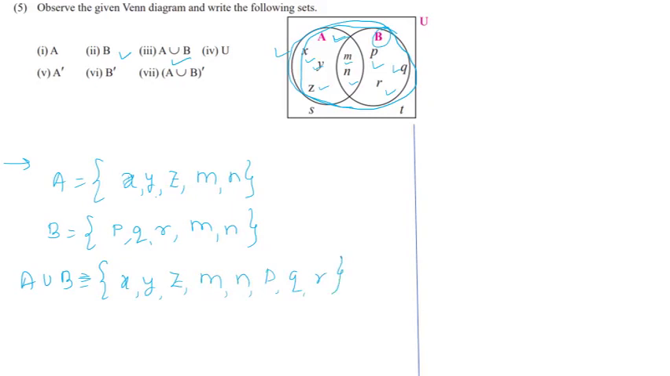Okay. Next U. U is the universal set. See the figure. This U represents the universal set. That means this rectangle represents the universal set. All elements which are inside the rectangle are in U. So right here X, Y, Z, M, N, P, Q, R, S and T. See, sequence is not important. You can write in any sequence.